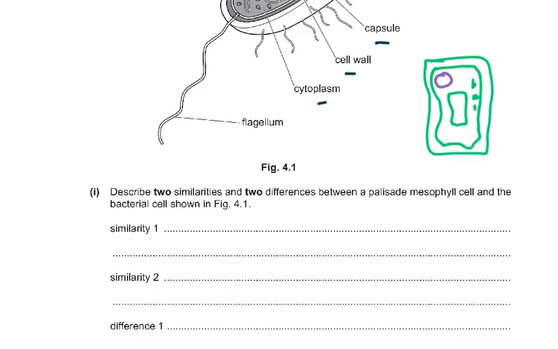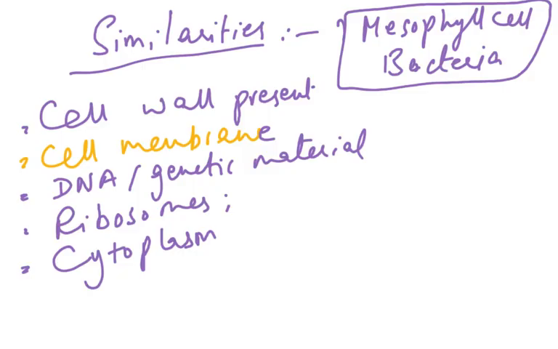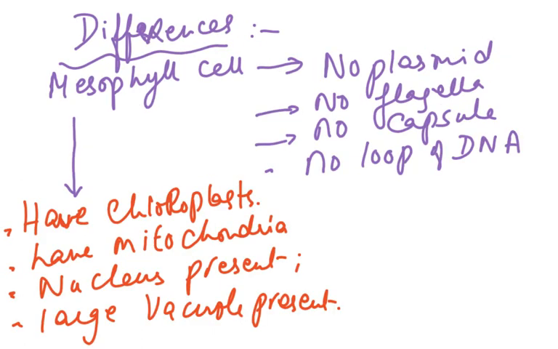You'll have to actually remember these. So similarities: both have a cell wall, both have a cell membrane, both have DNA, both have ribosomes, both have cytoplasm. So you can see the differences. Mesophyll cells do not have a plasmid, do not have a flagellum, do not have a capsule, do not have a loop of DNA. While the mesophyll cells, what do they have? They have chloroplasts. Bacteria does not have chloroplasts. They have mitochondria, no mitochondria in bacteria. Nucleus present, no nucleus in bacteria. Large vacuole in mesophyll cell, no large vacuole in bacteria.